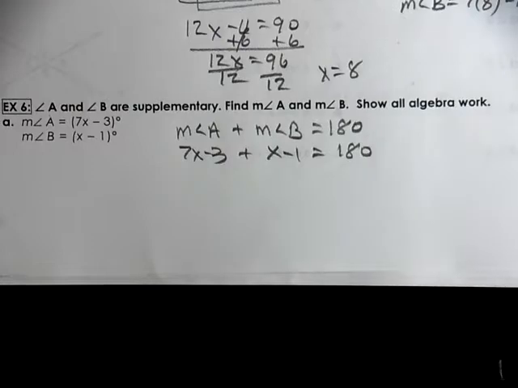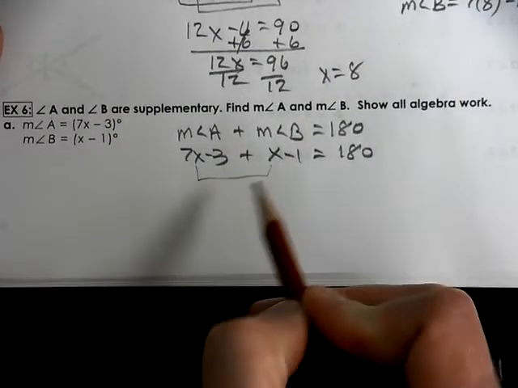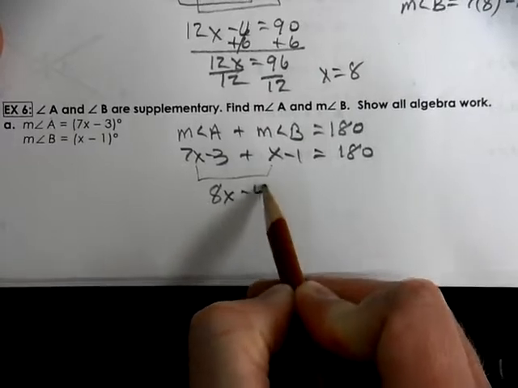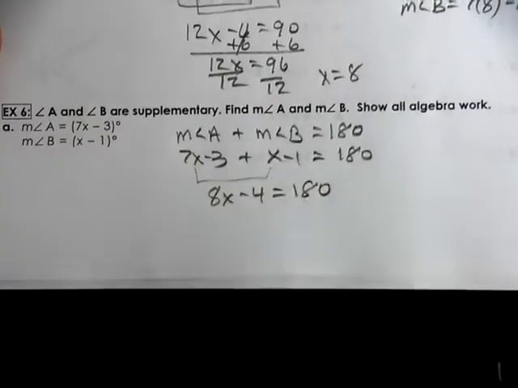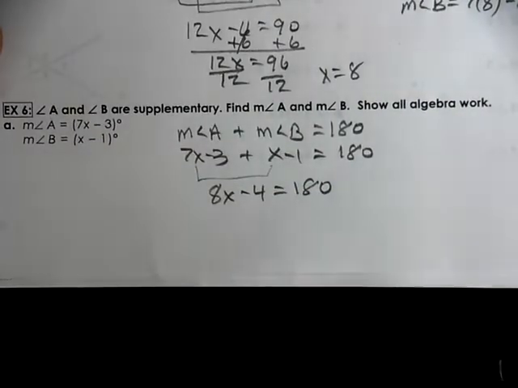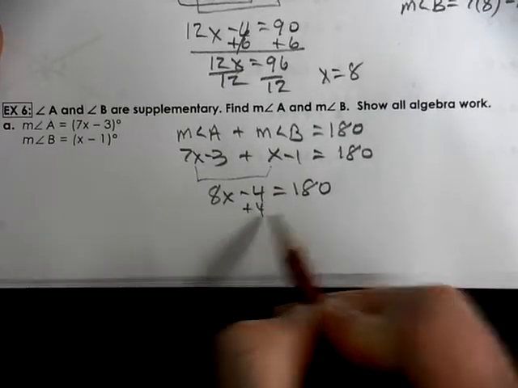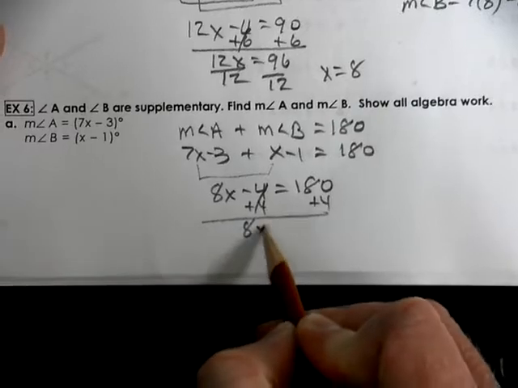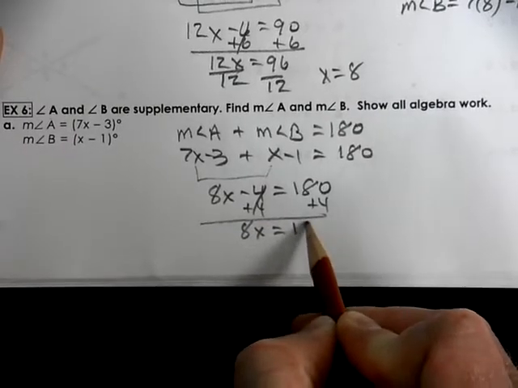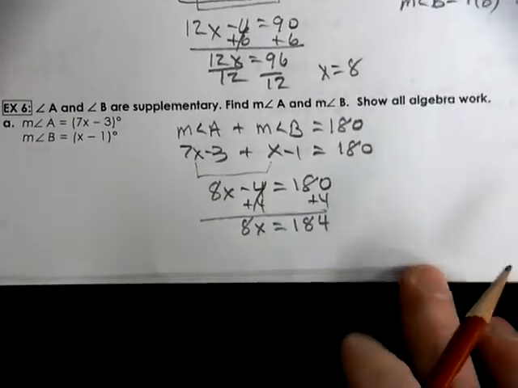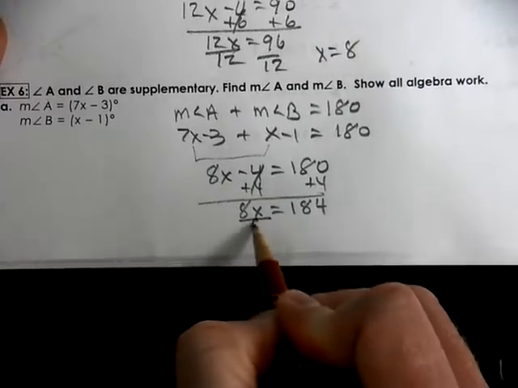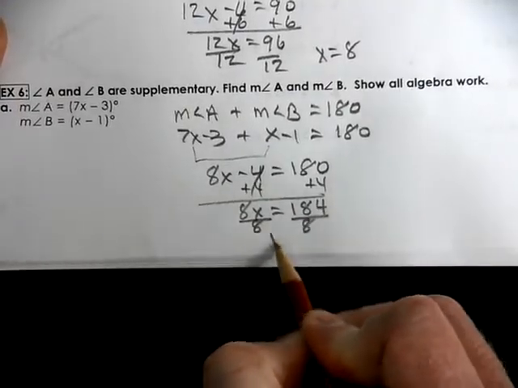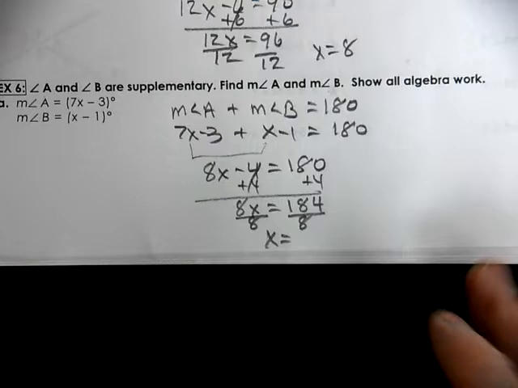That's called the substitution property of equality. Then we collect our like terms. We add our 4 to get 8x equals 184. And when we divide by 8, we can do this without a calculator.